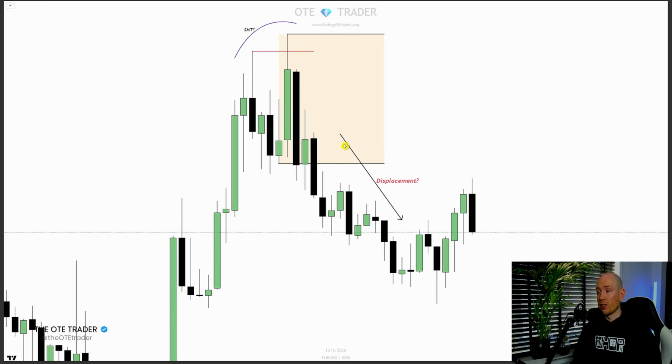Step number 3 is displacement. If there are fair value gaps formed while price takes out liquidity, has SMT, and forms that order block, the displacement shows sponsorship, which means the volatility is one-sided and there's a reversal occurring. Then all these 3 steps combined make for a high probability order block.